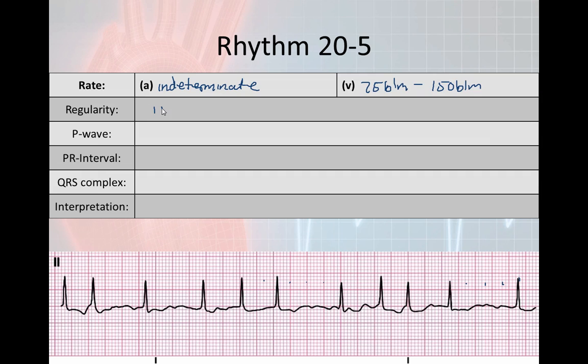Regularity is irregular. P waves are absent because there are F waves. PR interval is absent. The QRS complex, let me see here, it looks pretty narrow, so 1, 2, so I'd say that's 0.08 second. Interpretation, atrial fibrillation.